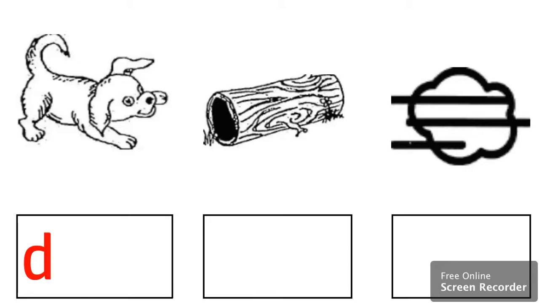Okay, first picture you can see, it is a picture of a dog. So what's the spelling of dog? D-O-G. D-O-G. Very good.